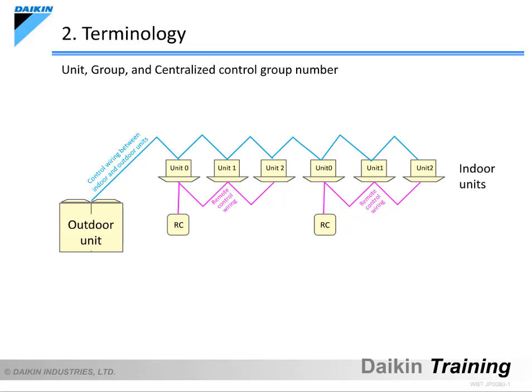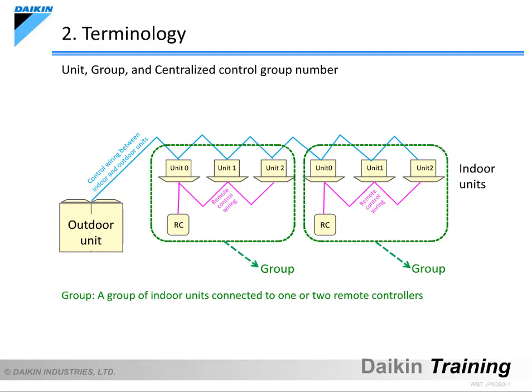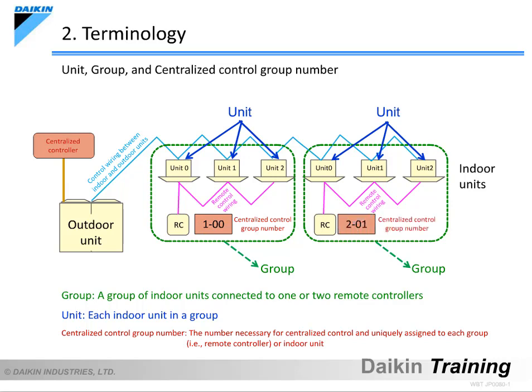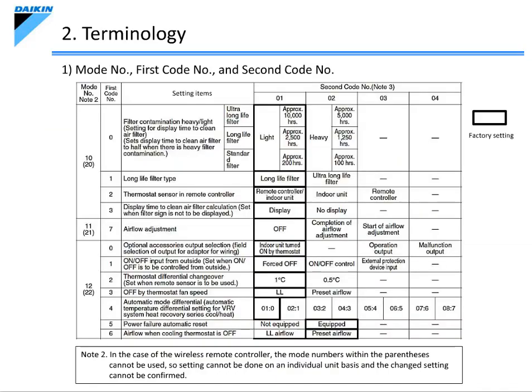First, there are three essential terms to understand: group, unit, and centralized control group number. A group means a group of indoor units connected to one or two remote controllers. A unit refers to each indoor unit in a group. A centralized control group number is a number necessary for centralized control and uniquely assigned to each group or indoor unit. The next three terms you need to know are the mode number, first code number, and second code number.